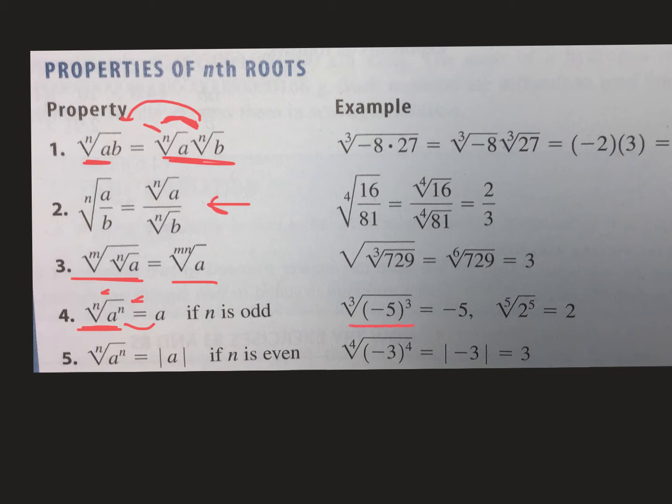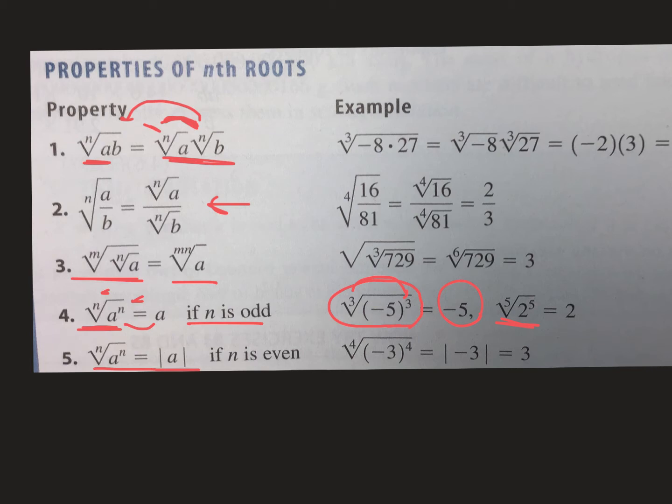Look over here. The cube root of -5 to the third power. Because the index is the same as the exponent, you can just pull that -5 straight out. Look at this one. Fifth root of 2 to the fifth. Just 2. That's if n is odd. Now, if it's even, you've got to take the absolute value of that number.